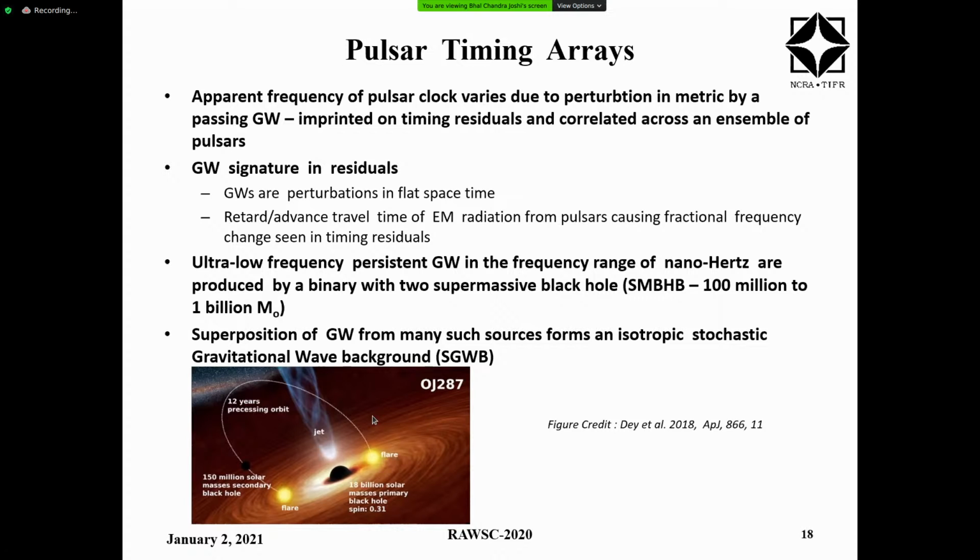So when you have a system like that, they will produce gravitational waves, just like the ordinary black hole binaries produce gravitational waves. But the frequency of this gravitational wave will be related to its orbital period. And as I said, the orbital period here is 12 years. So if you take the inverse of 12 years, you will end up at a frequency which is in nanohertz. Okay. So if you are interested in nanohertz gravitational waves, your sources are supermassive black hole binary systems.